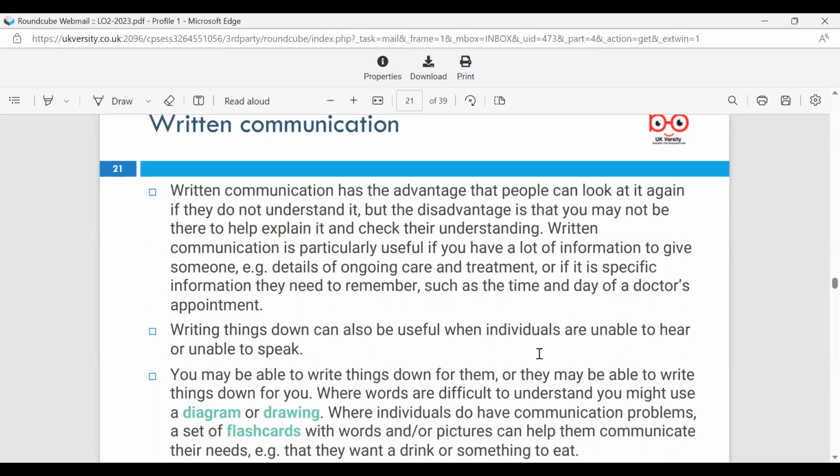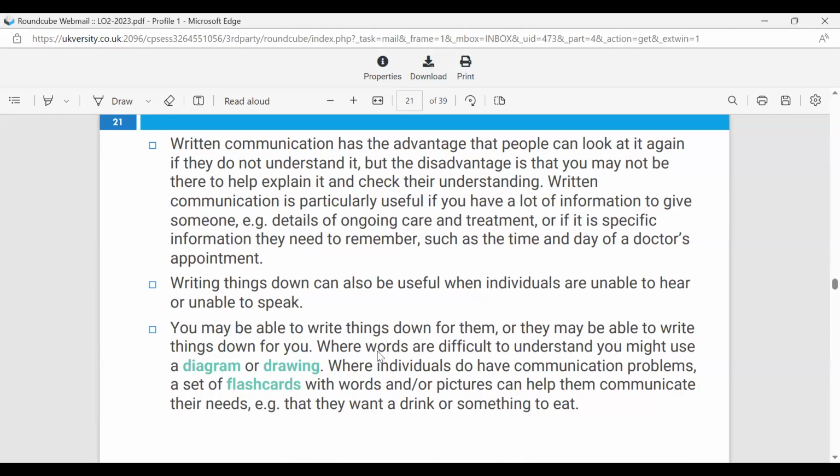Written communication. Written communication has the advantage that people can look at it again if they do not understand it, but the disadvantage is that you may not be able to be there to help explain and check their understanding. Written communication is particularly useful if you have a lot of information to give someone, details of ongoing care and treatment, or if it is specific information that they need to remember, such as the time and day of a doctor's appointment. Writing things down can also be useful when individuals are unable to hear or unable to speak.